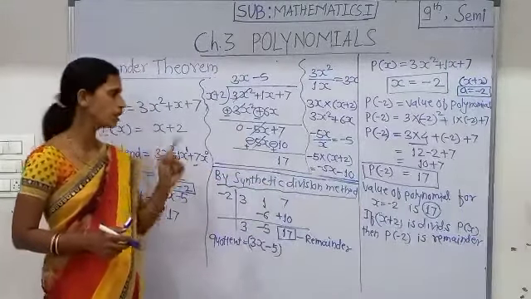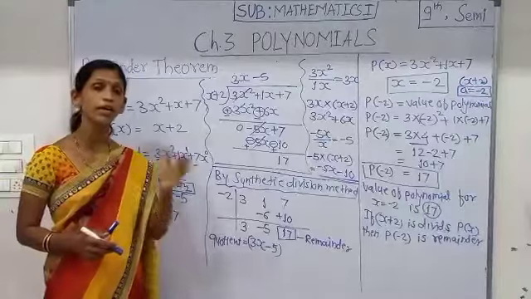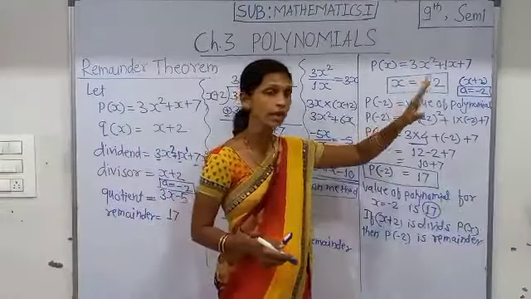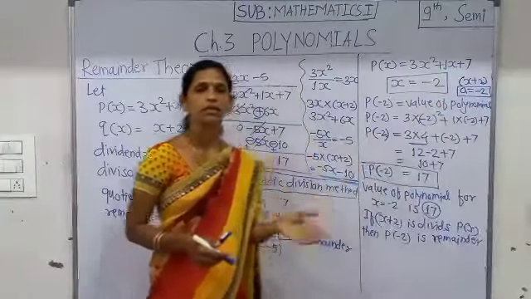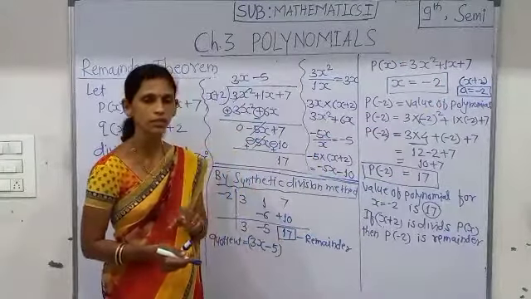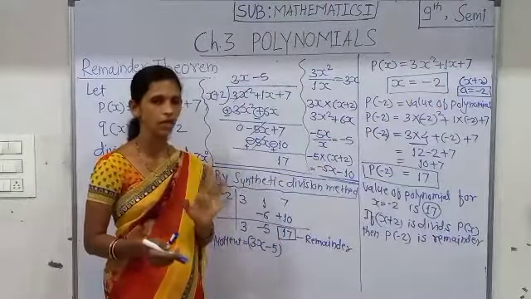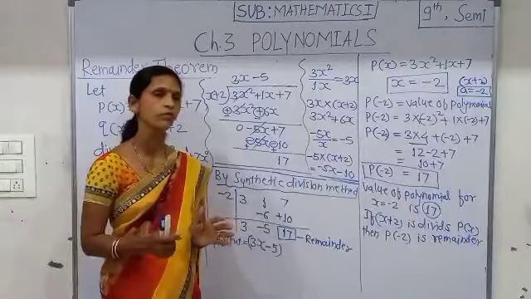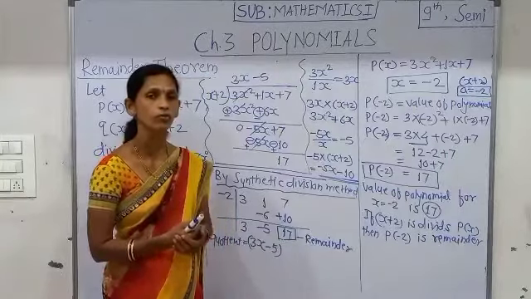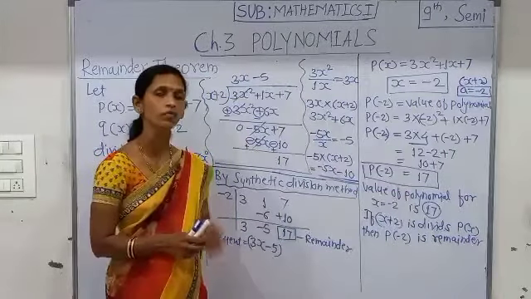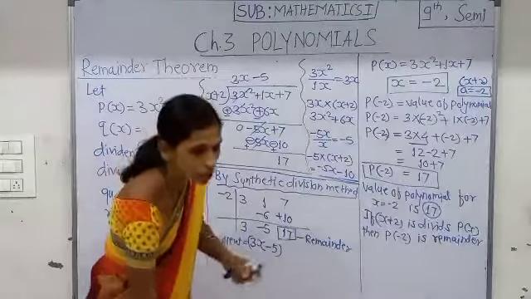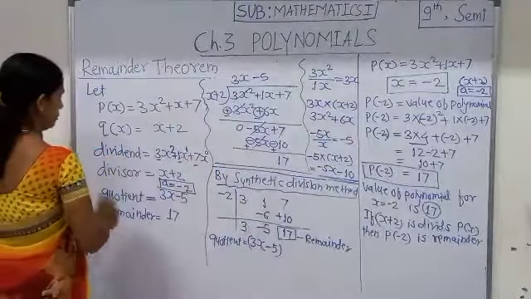That means if polynomial p(x) is divided by x plus a, then the remainder is p(-a), the value of that polynomial for x equal to minus a. Then that is about the remainder theorem.